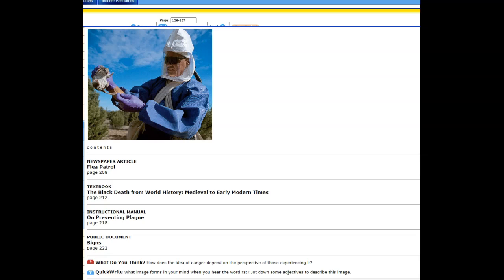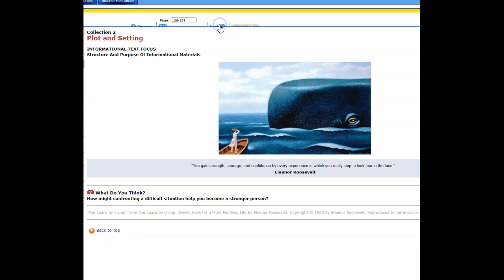Now in class we will be using Nearpods. However, I will also record everything here for you. And the first question here is, what do you think? How does the idea of danger depend on the perspective of those experiencing it? And the quick write is, what images form in your mind when you hear the word rat? Jot down some adjectives to describe the image.